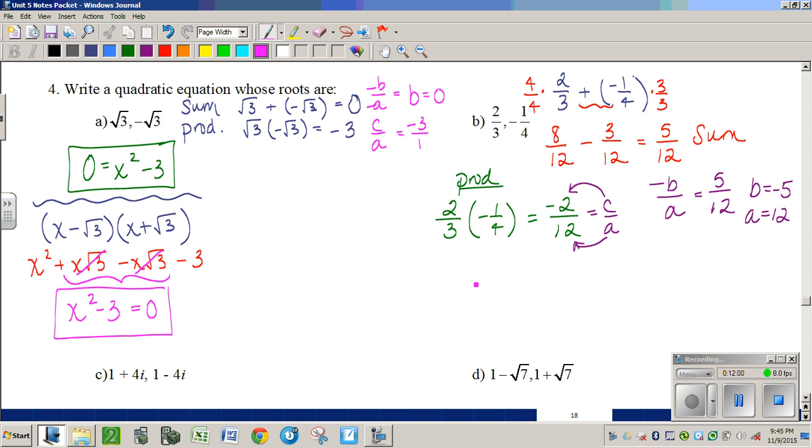So let's go ahead and write our equation. We got 0 equals, a value is 12, so we got 12x squared. B value is negative 5x. And wrap it up with a c value of negative 2. So, there you have it, folks. 12x squared minus 5x minus 2 equals 0.